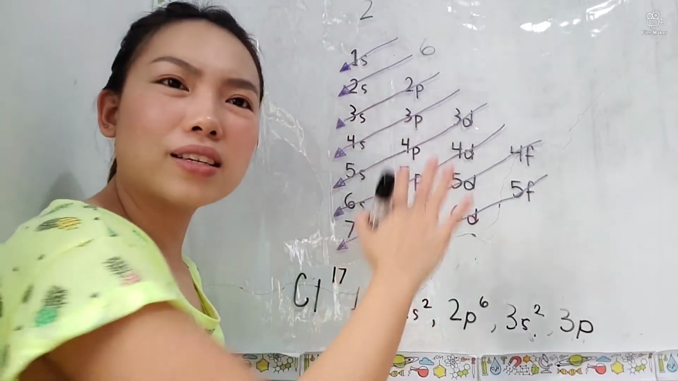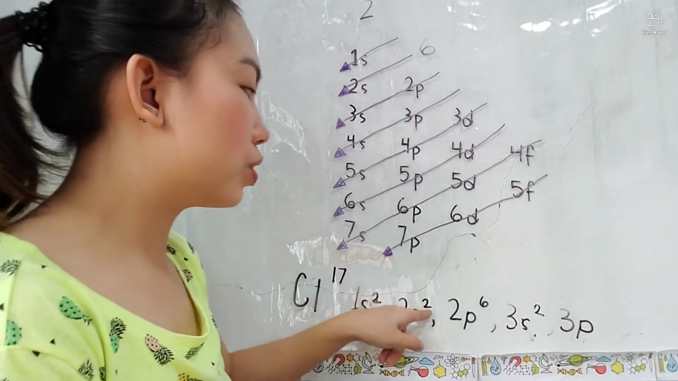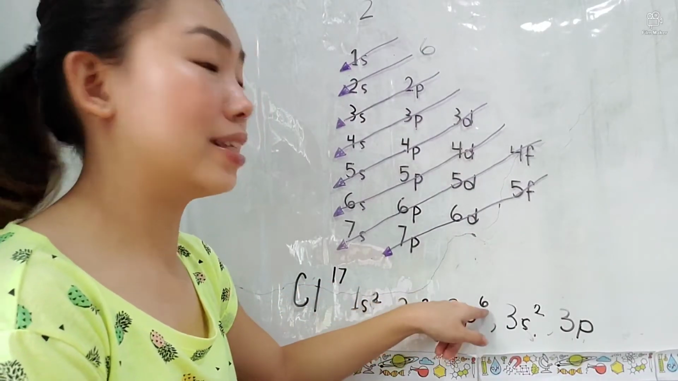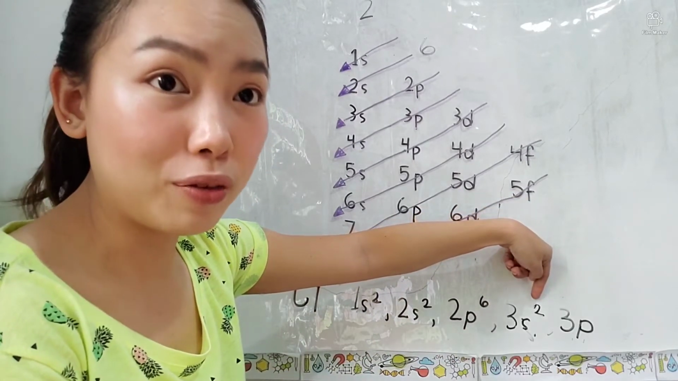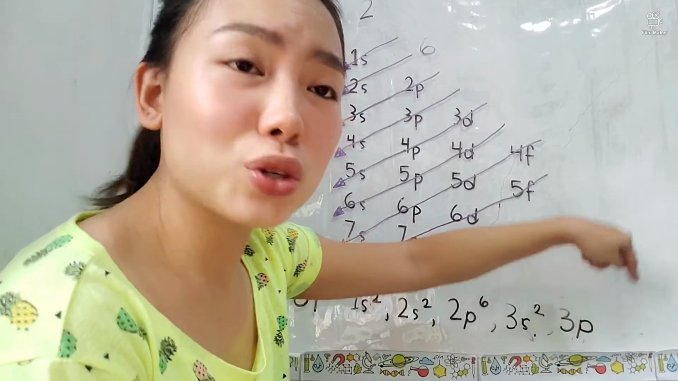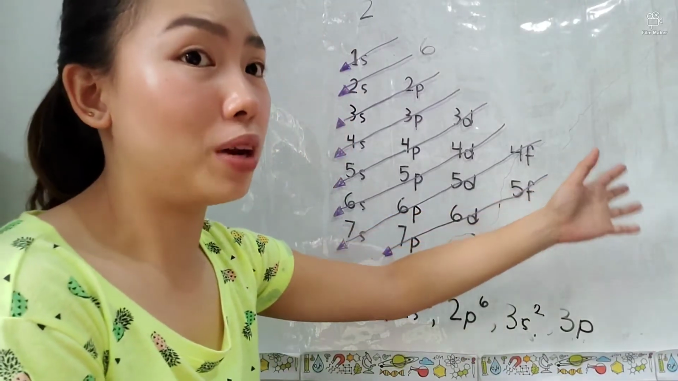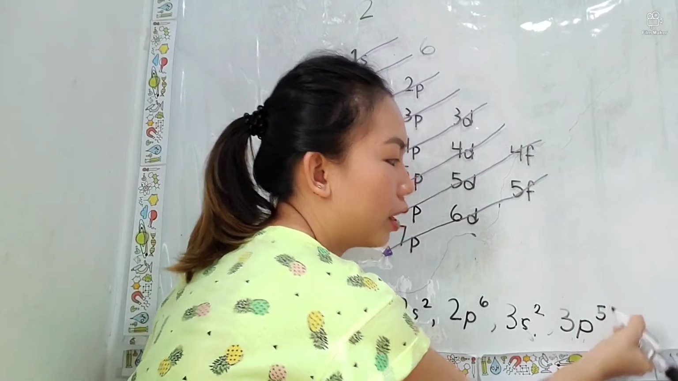And then, ilang superscript ang kailangan mong ilagay? We have 2 plus 2 is 4, plus 6 is 10, plus 2 is 12. So, to make 17, kulang tayo ng 5. So, bakit ko isusulat yung 6? Susobra tayo. So, kung ilan na lang yung kulang, yun na lang ang iyong ilagay.